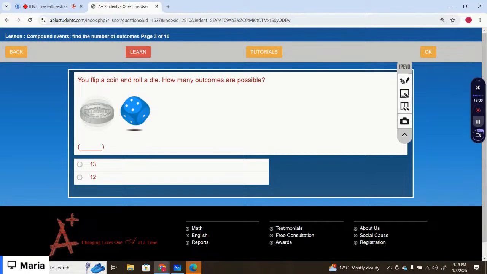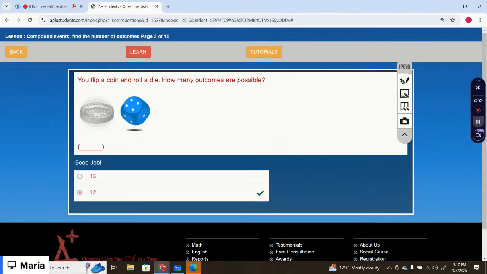You flip a coin and roll a die. How many outcomes are possible? You have two outcomes for the coin and six outcomes for the dice, so that is 6 times 2 is 12. Option number 2 is the correct option, that is 12.